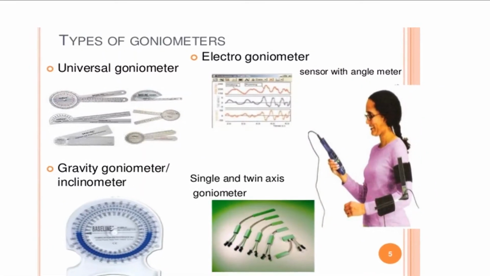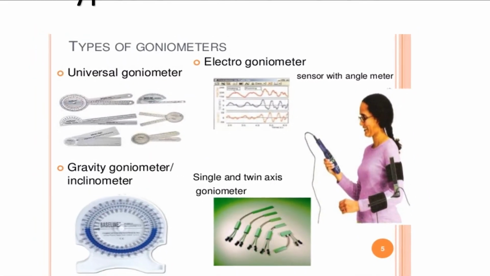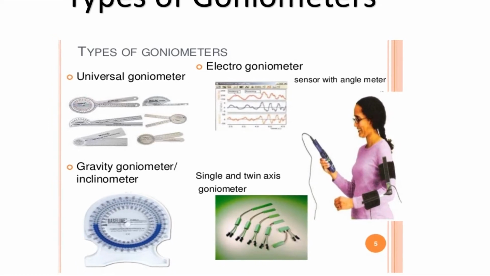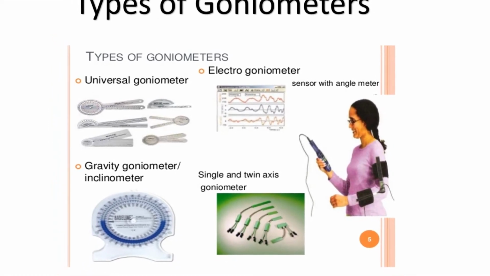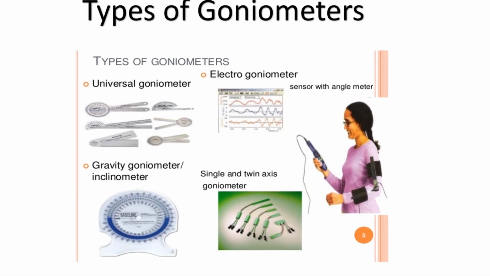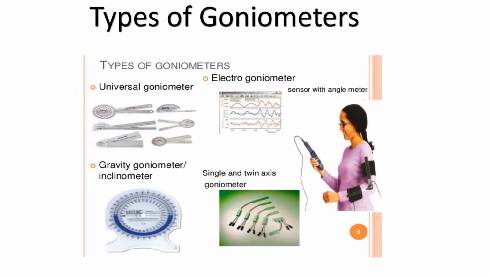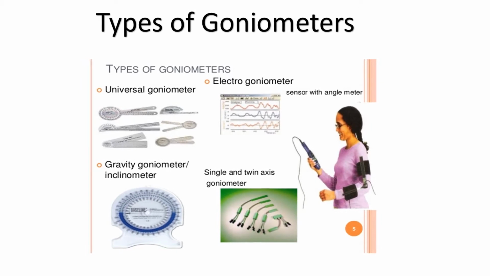Types of goniometers are universal goniometer, gravity-dependent goniometers, and electrogoniometers. Gravity-dependent goniometers can also be divided into fluid goniometer, inclinometer, and pendulum goniometer.